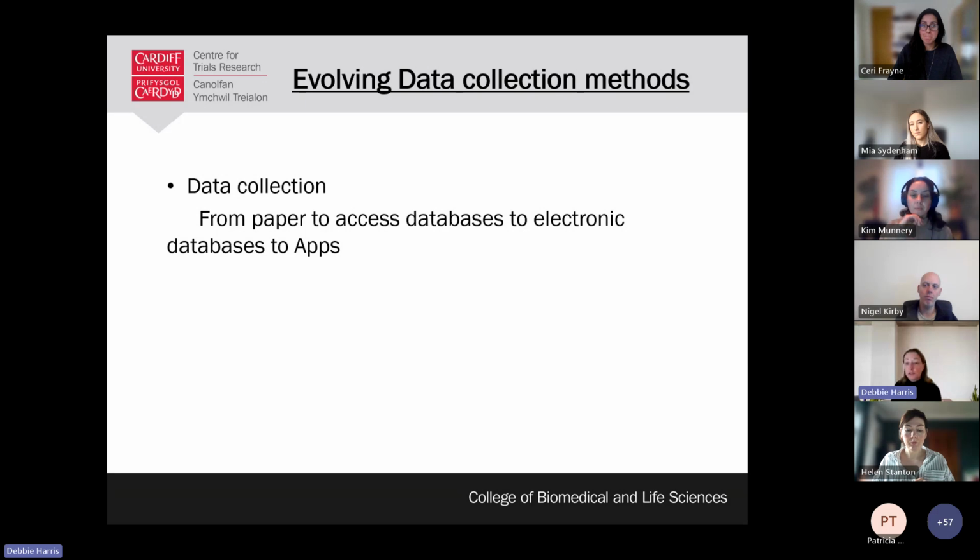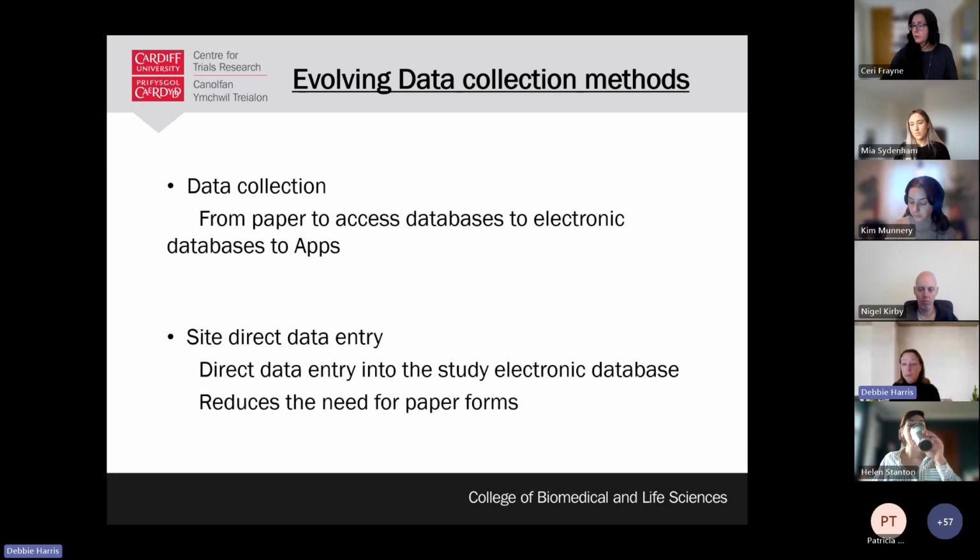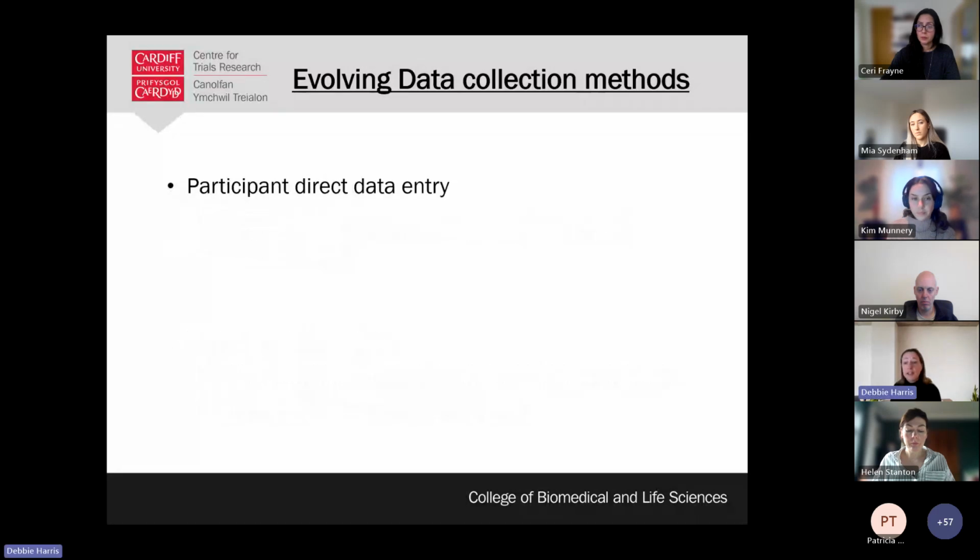In the early days of electronic databases, data was still collected on paper and sent to the centre for entry onto the database by the data managers. This has now progressed, and study staff at sites are able to access and enter the data onto the databases themselves, reducing the need for paper forms. These electronic database data collection methods are also continually evolving with the times and needs of the study.